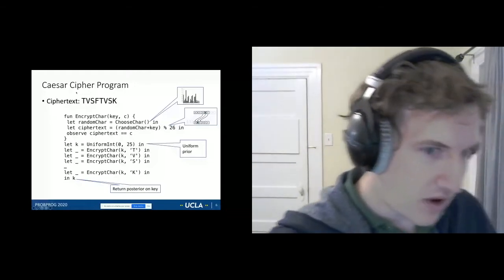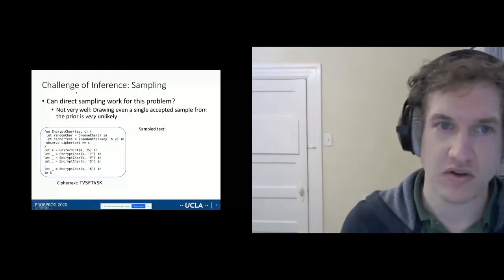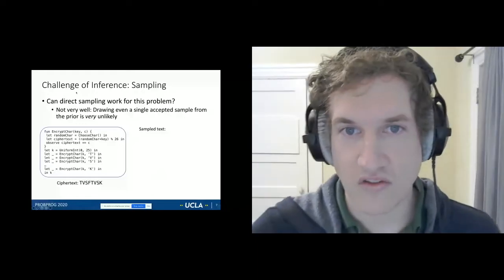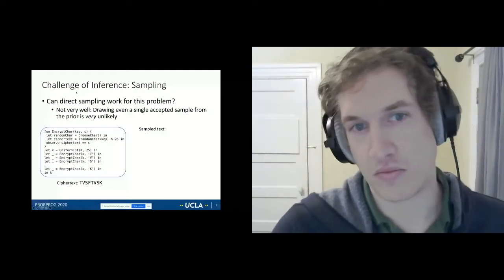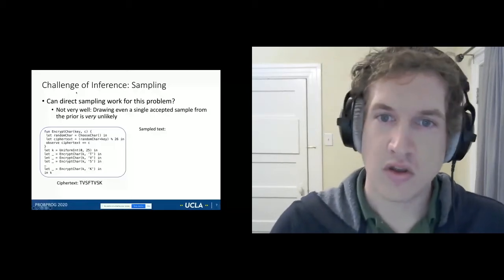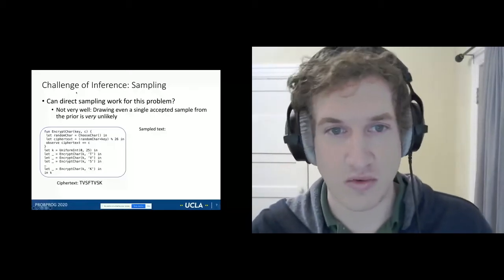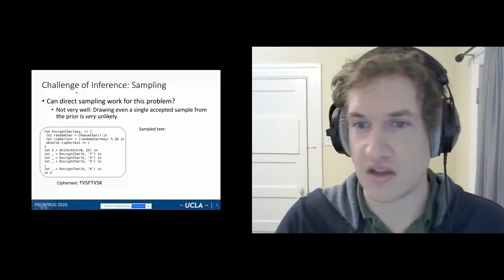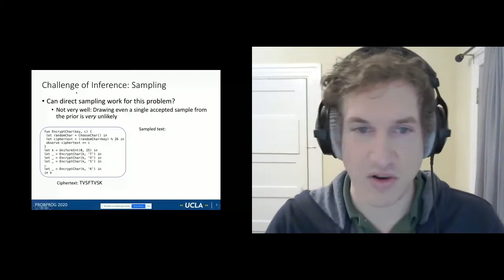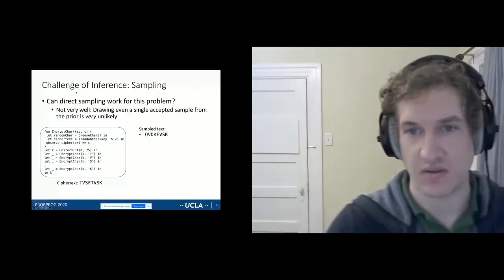So let's walk through how a few different inference algorithms would tackle this problem. First, let's talk about direct sampling. Does direct sampling work for this problem? The answer is not very well, direct or rejection sampling. Drawing even a single accepted sample from the prior distribution of this program is very unlikely. You can maybe sample some text, QVD, KF, VSK, from the empirical distribution of English text, and that's not going to be valid because it doesn't encrypt to the correct ciphertext.